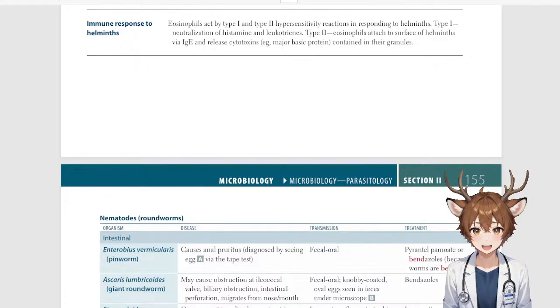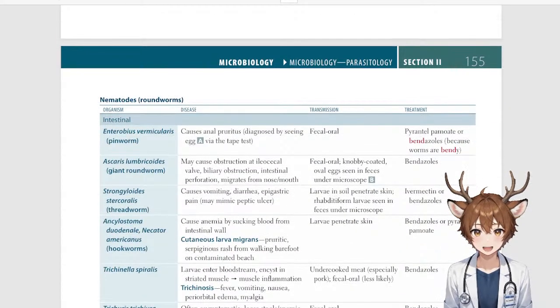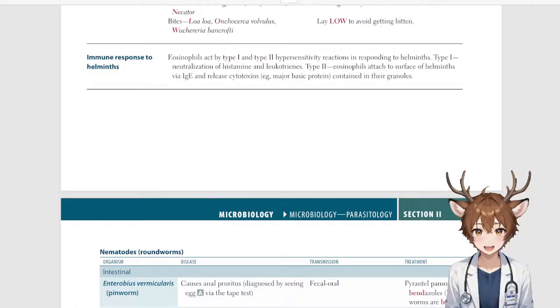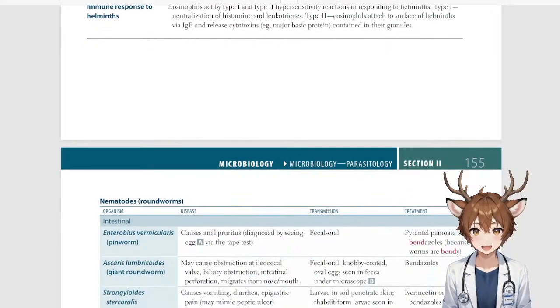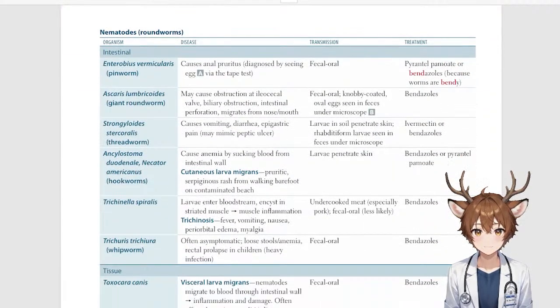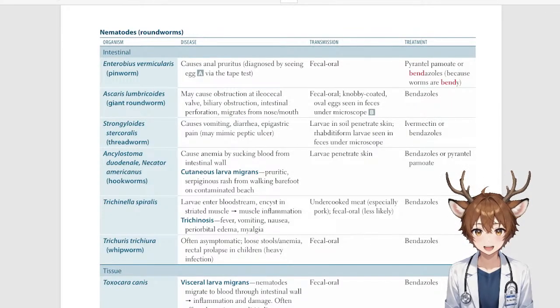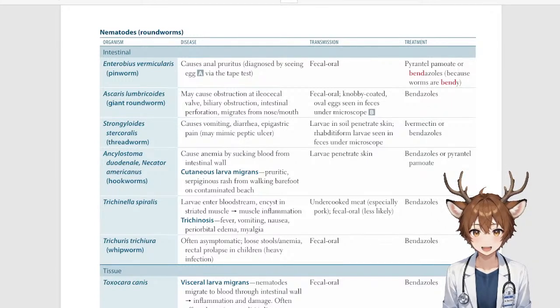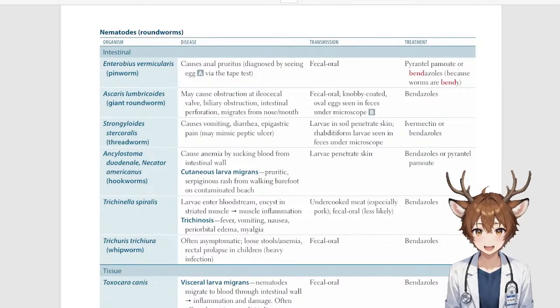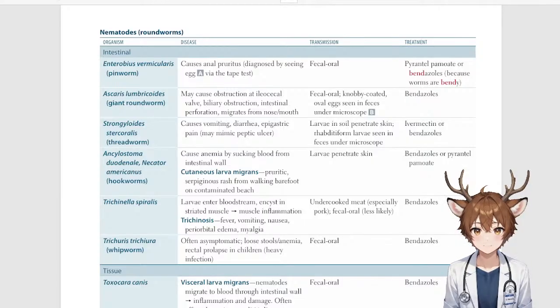Let's talk about nematodes now. I guess we're skipping the immune response to helminths. You can read that if you want to. A lot of eosinophilia, just for reference. Nematodes, roundworms. So fun. Organism, disease, transmission, treatment. So, intestinal nematodes. Enterobius vermicularis, or pinworms, causes anal pruritus, worse at night. The eggs, which you can see in the picture, I think for A.